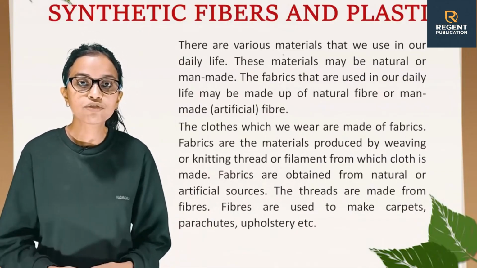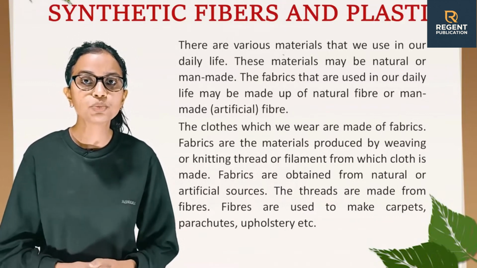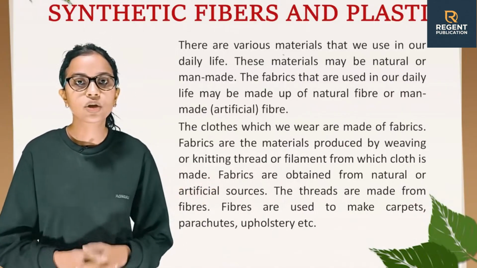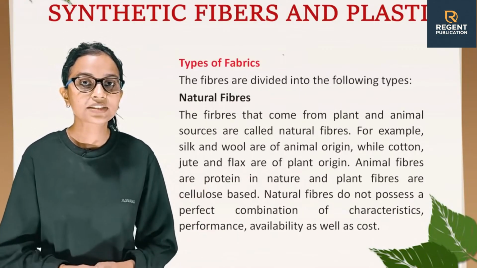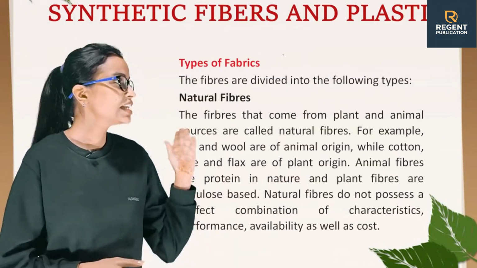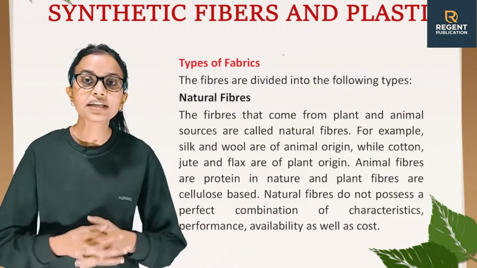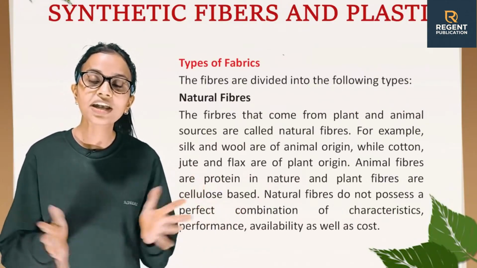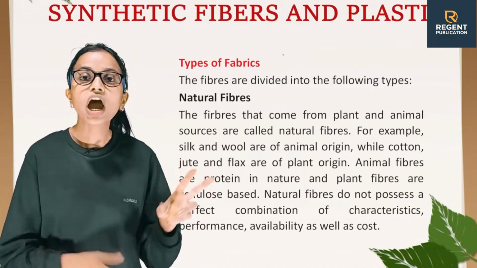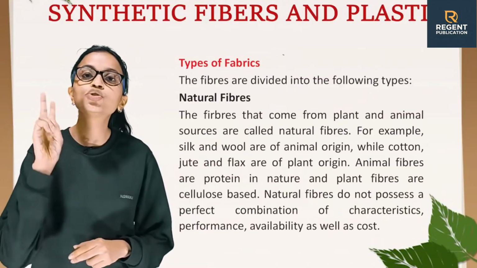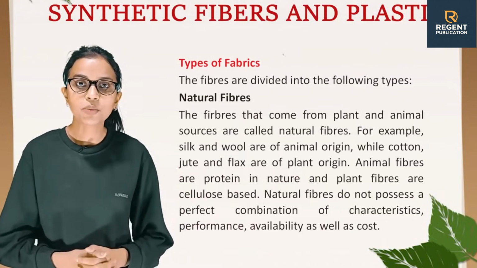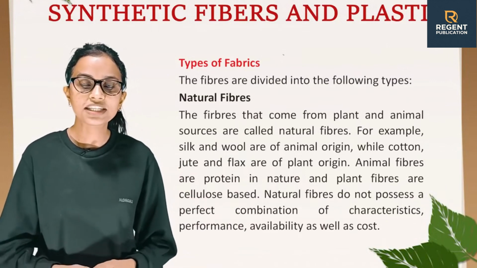The threads are made from fibers. Fibers are used to make carpets, parachutes, upholstery, etc. Types of fabrics. The fibers are divided into the following types. Natural fibers. The fibers that come from plant and animal sources are called natural fibers. For example, silk and wool are of animal origin, while cotton, jute and flax are of plant origin. Animal fibers are protein in nature and plant fibers are cellulose based.